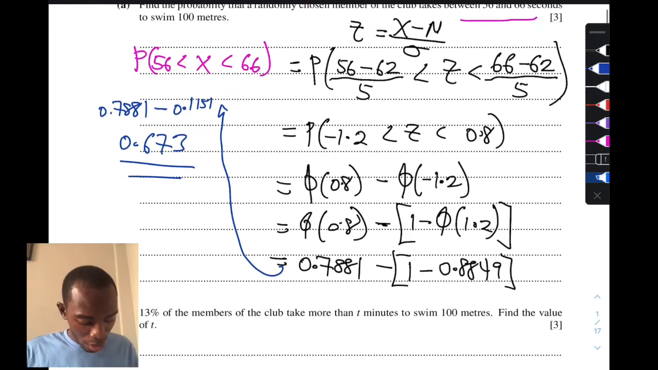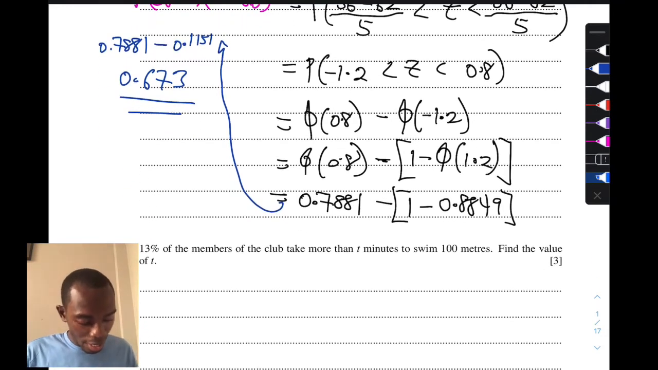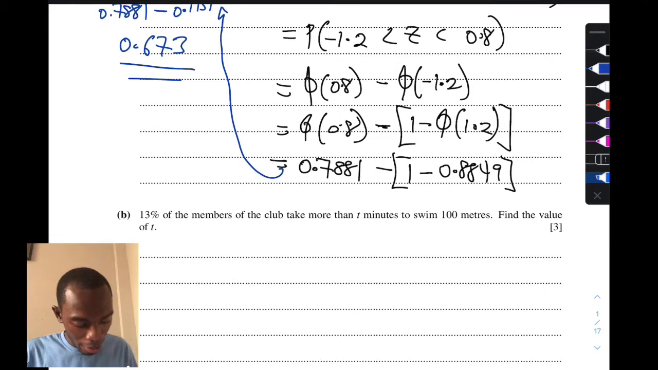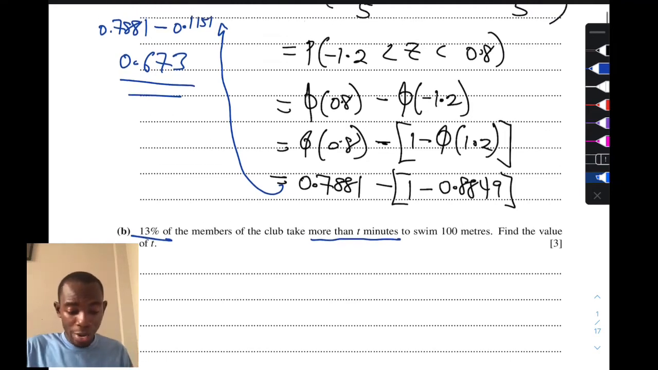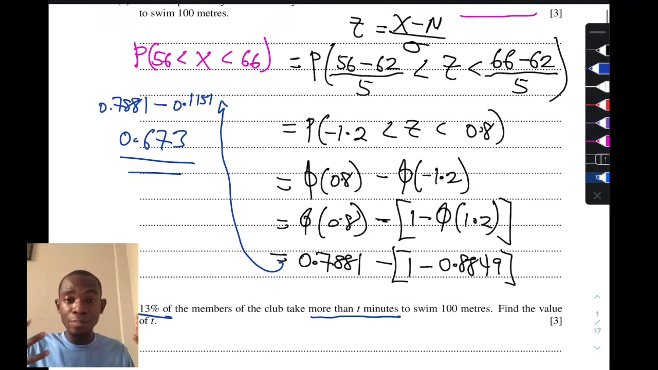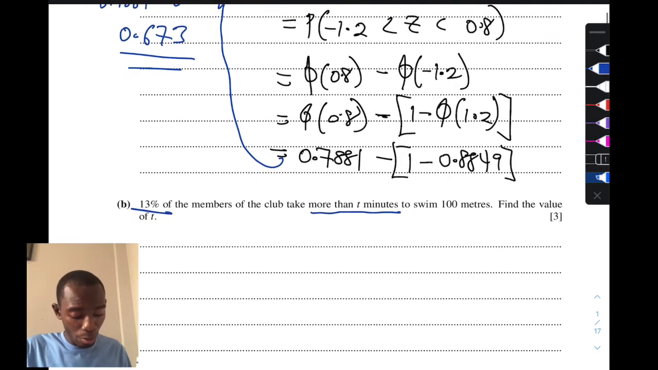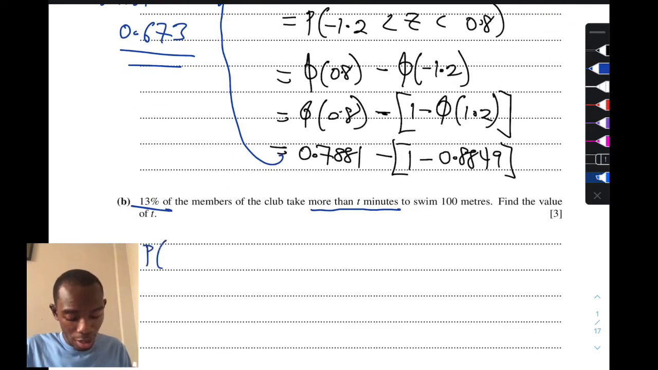Now, the next thing is that they are telling us 13% of the members of the club take more than t seconds to swim. Okay, we should find the value of t. Well, if 13% are taking more than t, we have already argued that we let x be the variable we are dealing with. So I'm going to use x. I don't want to keep changing anything.